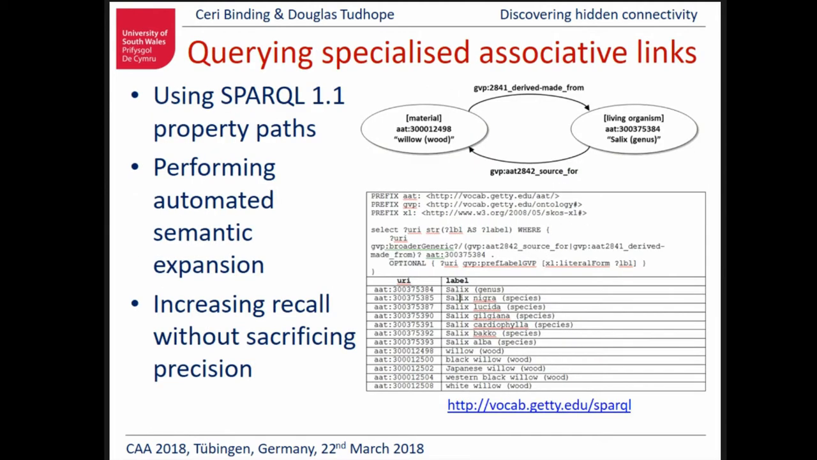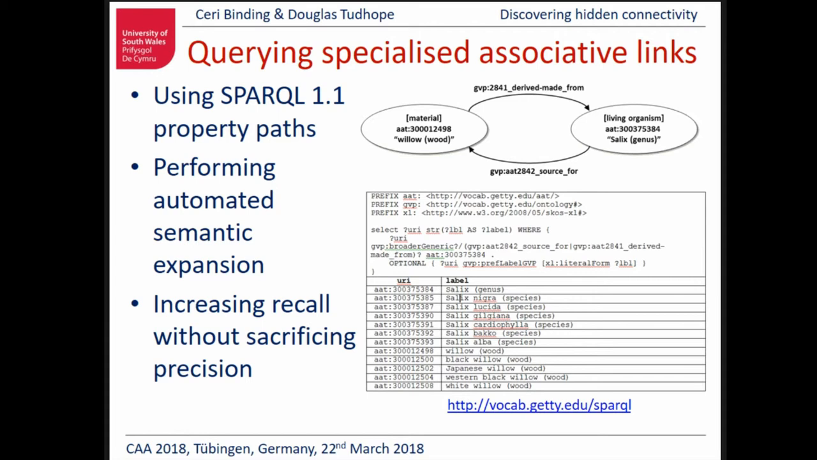So here's a practical example of querying using that specialized associative link. So we see there's a specialized type of link, which is a subproperty of SKOS related in the Getty AAT's data. And so you have the two concepts linked together in a bidirectional way, two different relationships there. And I've given the URI of the Getty's SPARQL endpoint, so you can actually try this out. That's the query I did.